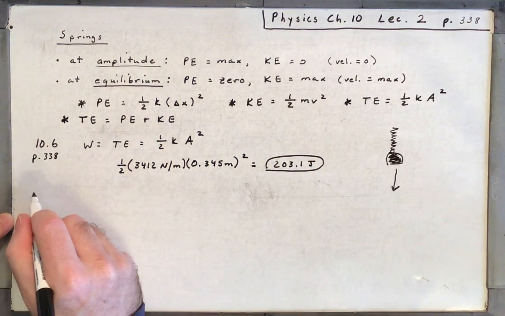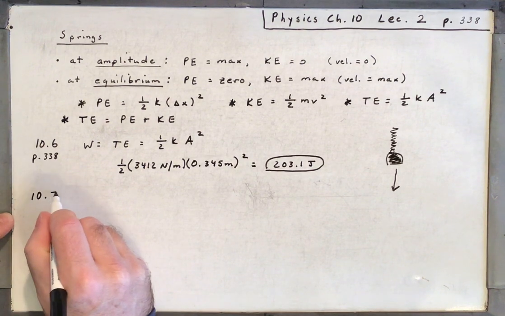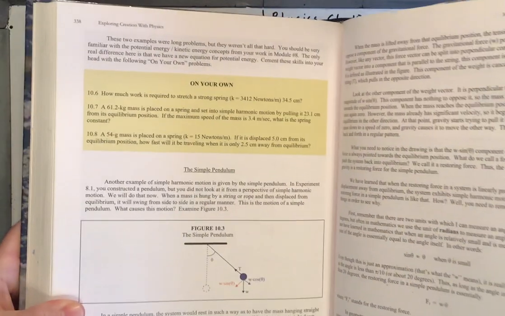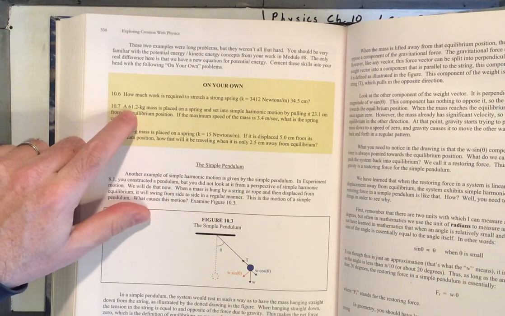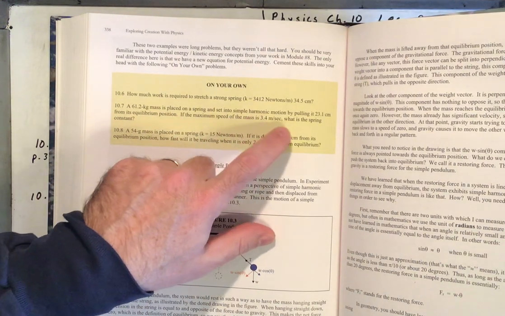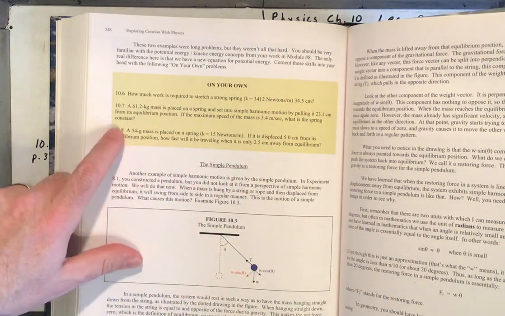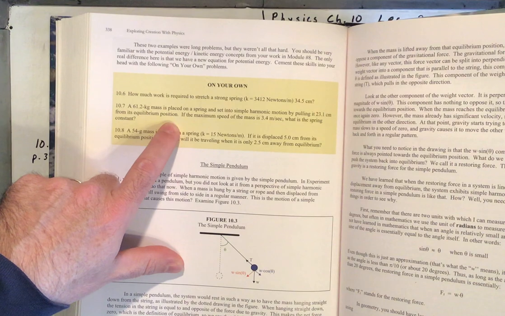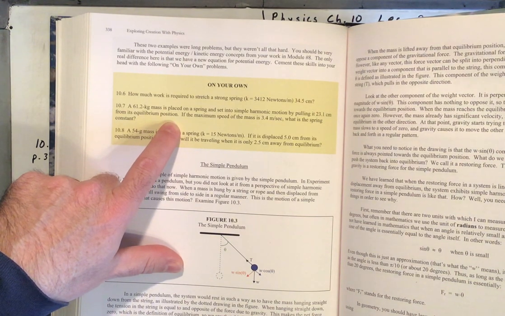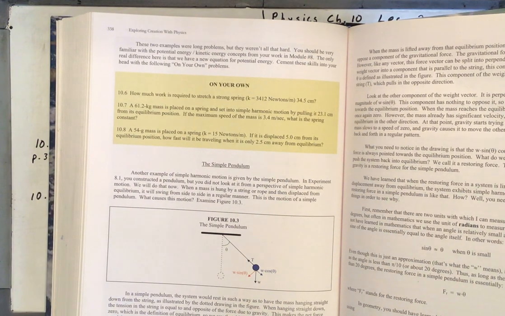All right, let's try 10.7. It's right underneath 10.6. That one says a 61.2 kilogram mass, pretty heavy, is placed on a spring set into simple harmonic motion by pulling it 23.1 centimeters from its equilibrium position. If the maximum speed of the mass is 3.4 meters per second, what is the spring constant?